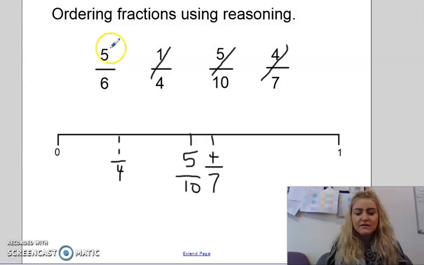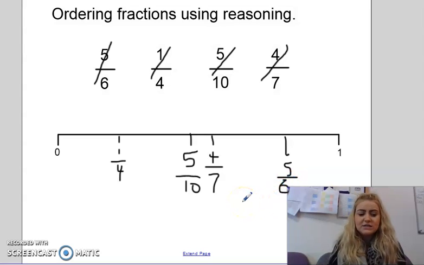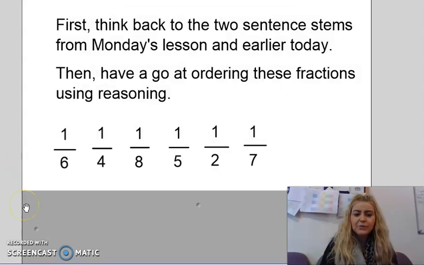Then 5/6, we know is larger. It's going to go further up here because we've got 6 equal parts, and that is concerned with 5 of those parts. So can you see how there I have ordered my fractions and I've not had to do any real working out. Just use my reasoning and comparing my fractions to 1/2. So, moving on to the next question. First, think back to the 2 sentence stems from Monday's lesson and earlier today. Then have a go at ordering these fractions using reasoning.